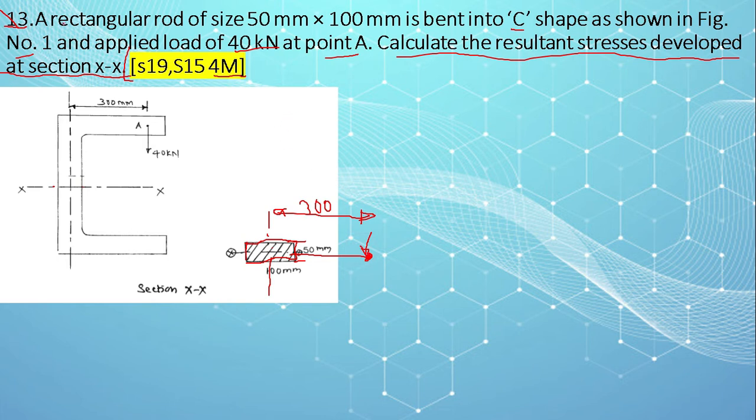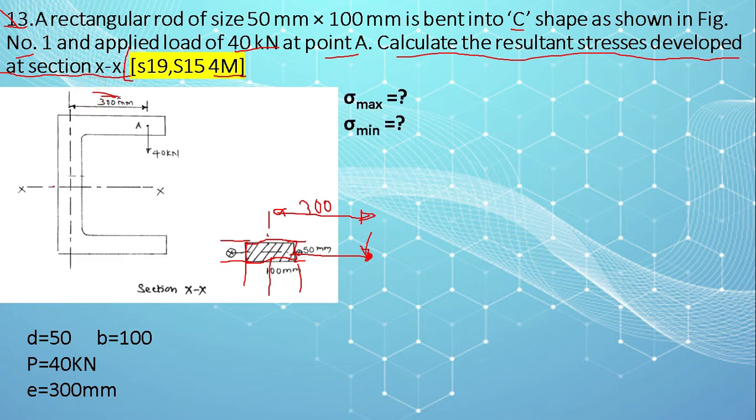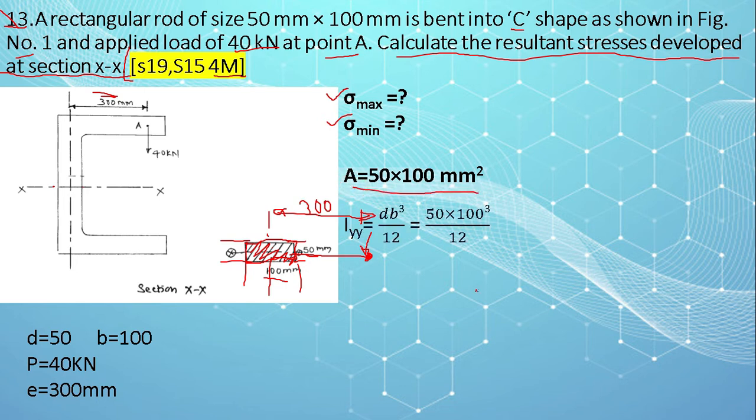Magnitude of load is 40 kilonewton. So given data: depth D is 50 mm, breadth B is 100 mm, and eccentricity e is equal to 300 mm. We have to find out sigma max and sigma min. So area of this section is 100 multiplied by 50, that is 50 multiplied by 100 mm square.